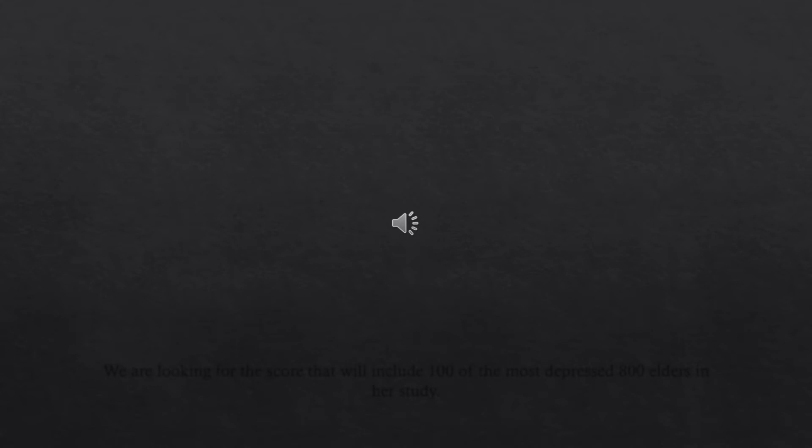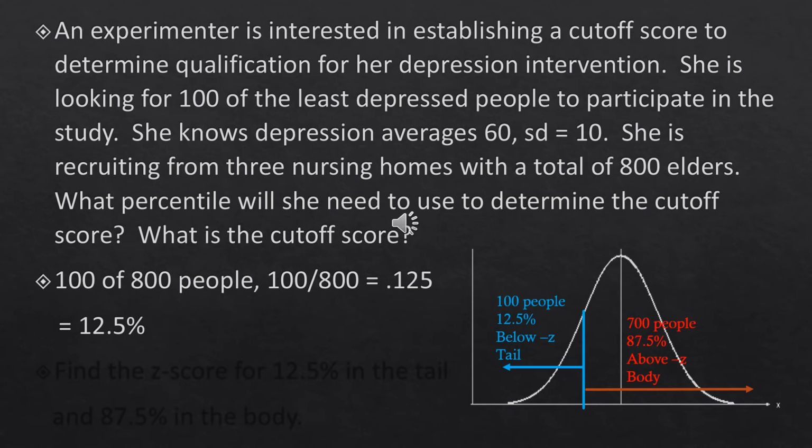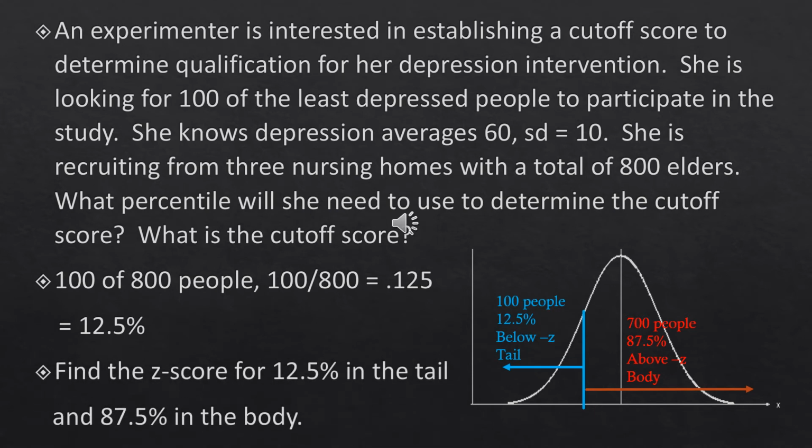Read the problem and try it on your own. The first thing we need to do here is figure out what percentage of people she wants in her study. She only wants 100 of the 800 people. And so that's only 12.5% of the people in nursing homes that she has access to that she wants in her study. So if we're looking for 12.5% of the least depressed people, we need to go to the z-table to find out what z-value that corresponds to.